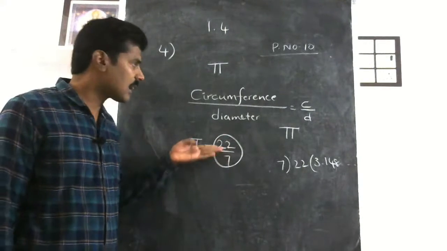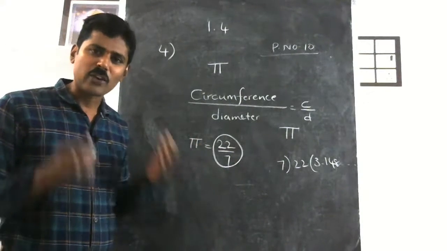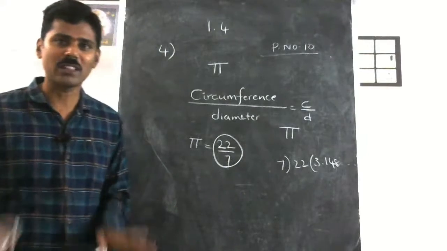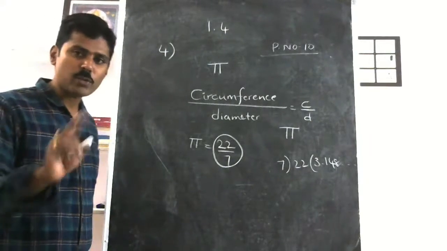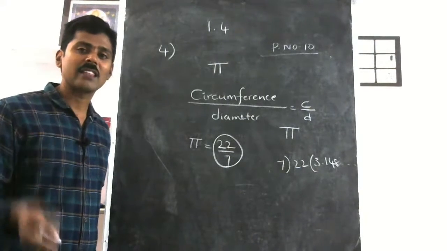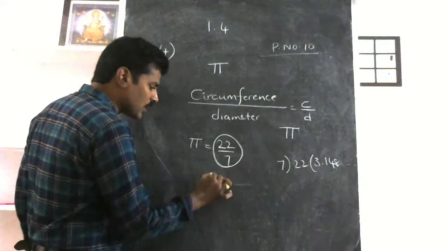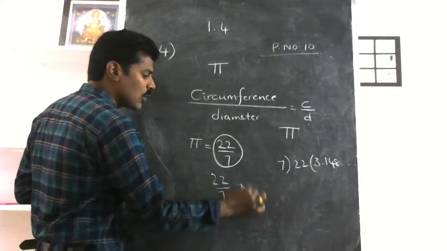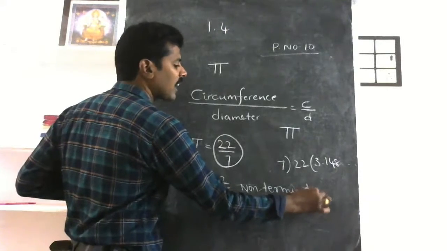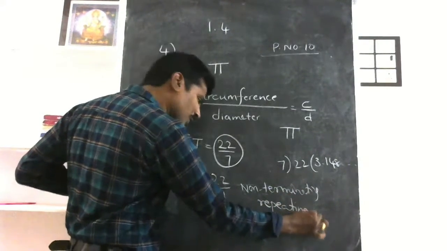If you write the number in the form of P by Q, definitely it is rational, no doubt in that. In rationals, we have only two things: one is terminating decimal and another is non-terminating repeating decimal. Definitely 22 by 7 is a non-terminating repeating decimal. You can check and you have to check.